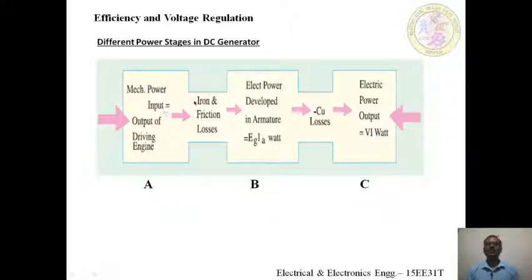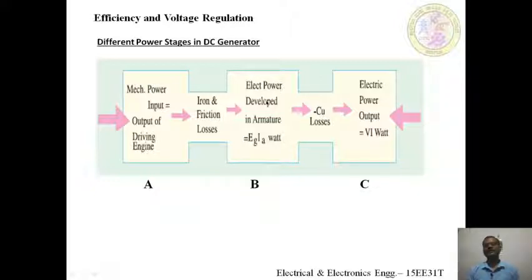Out of the input minus these magnetic and mechanical losses, the remaining power is supplied to the armature winding. That is, the remaining power is converted into electrical power in the armature. That is given by Eg and Ia. So much wattage is the power developed in the armature. That is called stage B. At stage A, we give the mechanical input. Out of that, some loss, that is iron and friction loss, takes place. The remaining power is converted into electrical power.